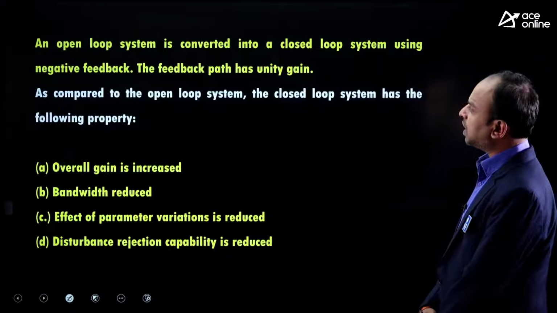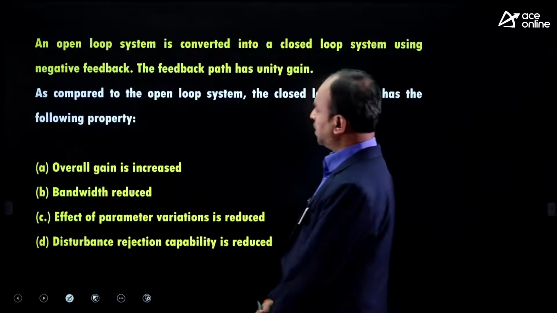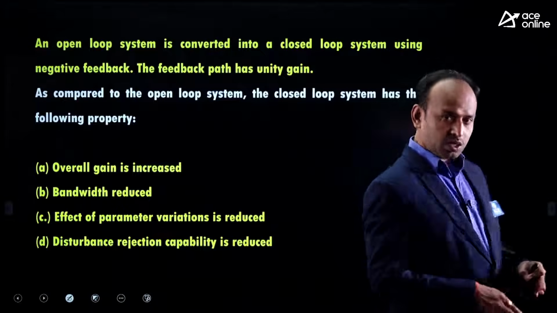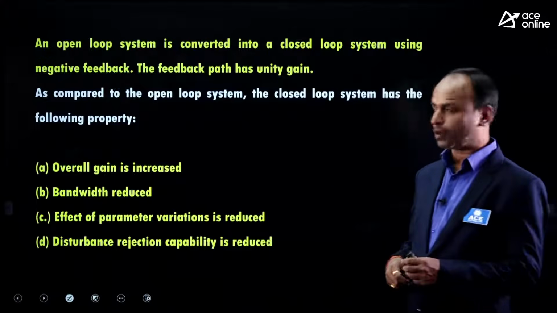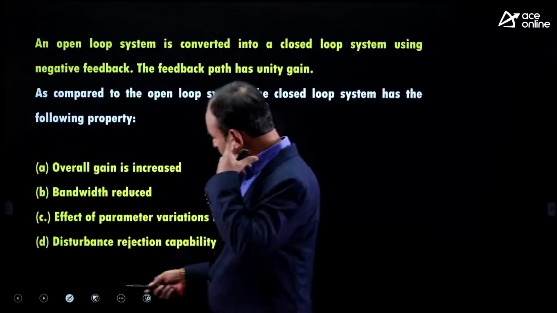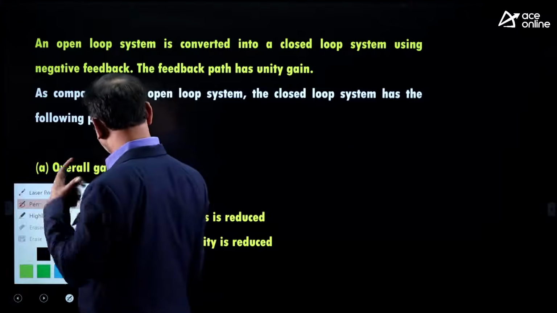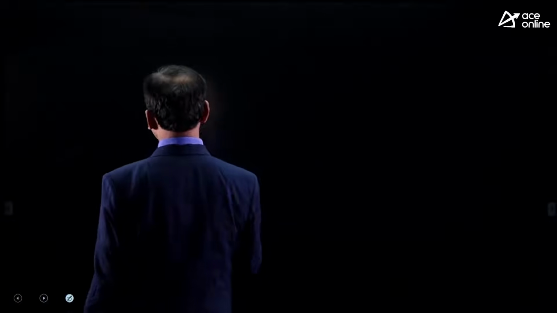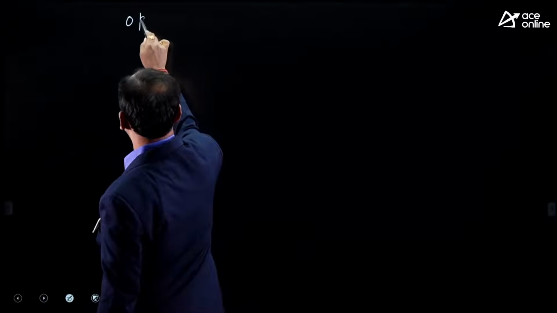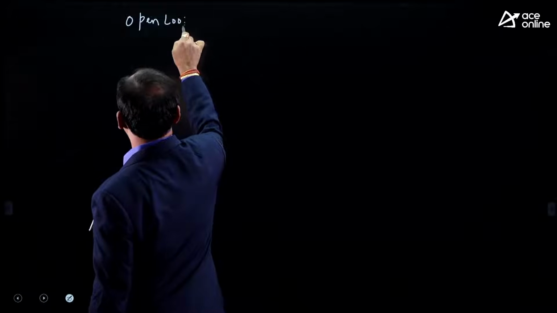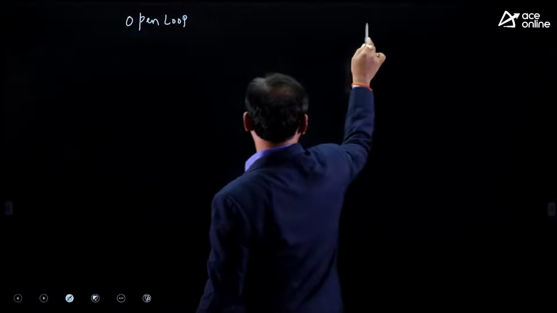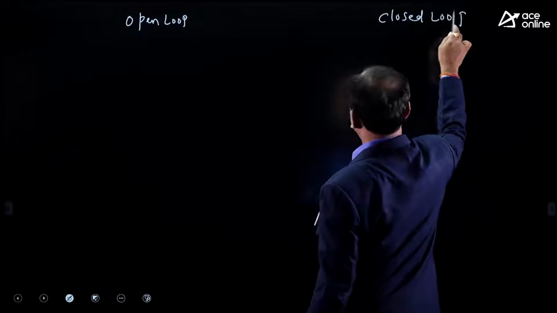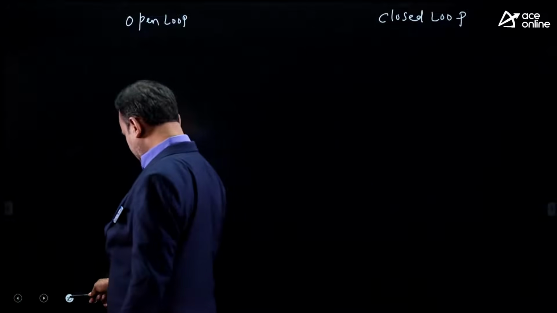Open loop system converted into closed loop system. If you convert an open loop system into a closed loop system, what modifications, what characteristics are going to change? So we require an open loop system and closed loop system comparison. This is the open loop system, open loop transfer function. It is a closed loop system. Now we'll discuss the closed loop system.